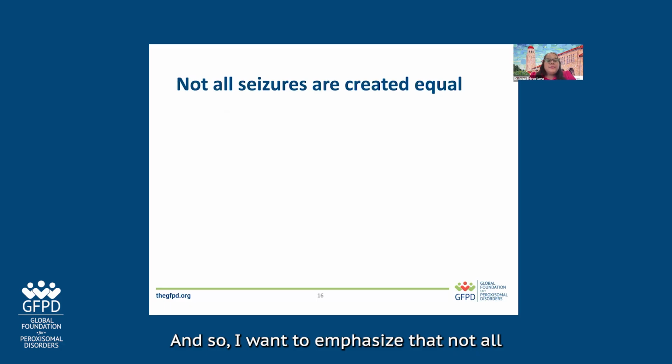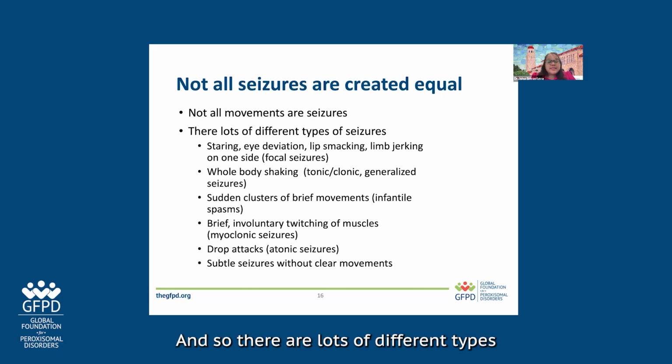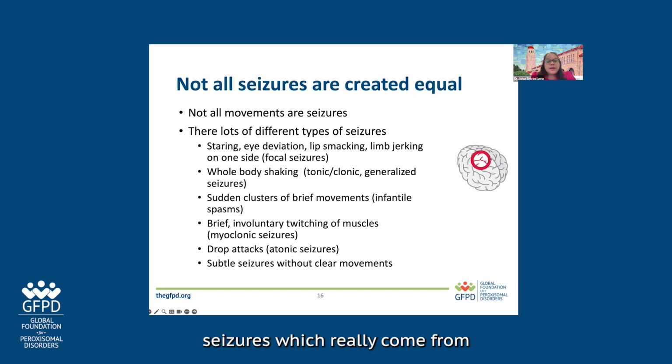And so, I want to emphasize that not all seizures are the same, and not all movements are seizures. And so there are lots of different types of seizures. I've listed some types of seizures that can be seen in peroxisomal disorders. It's a lot of words, but what I want you all to take away is that seizures can look very different and they're not all whole body shaking. So there can be focal seizures, which really come from one part of the brain. And those can be limb jerking just in one limb. They can be as subtle as just the eyes churning. They can be lip smacking or other facial movements. And they may not involve the whole body.